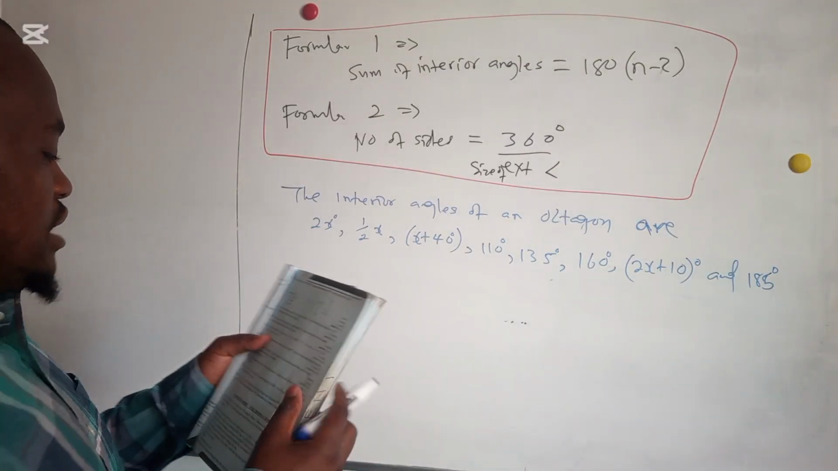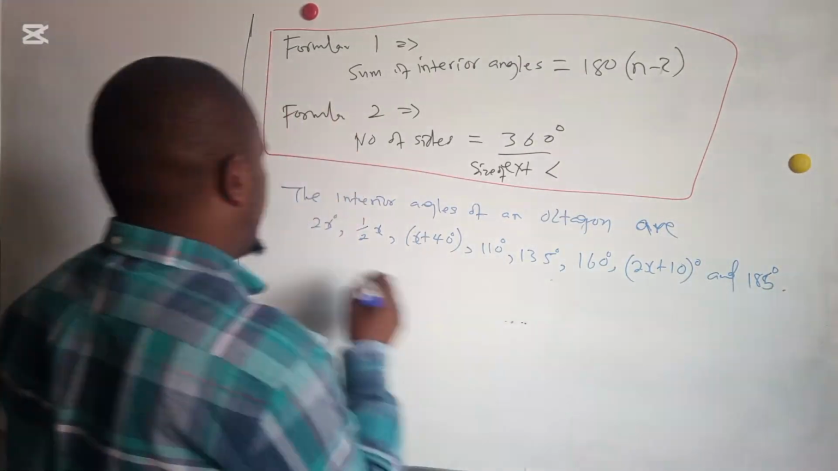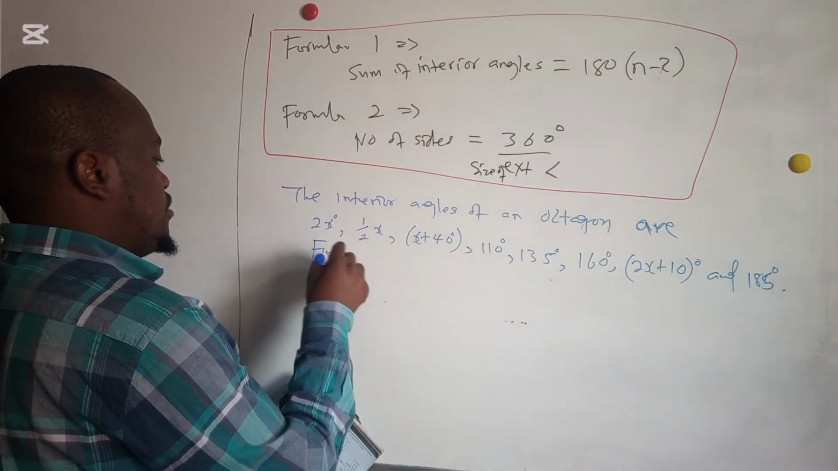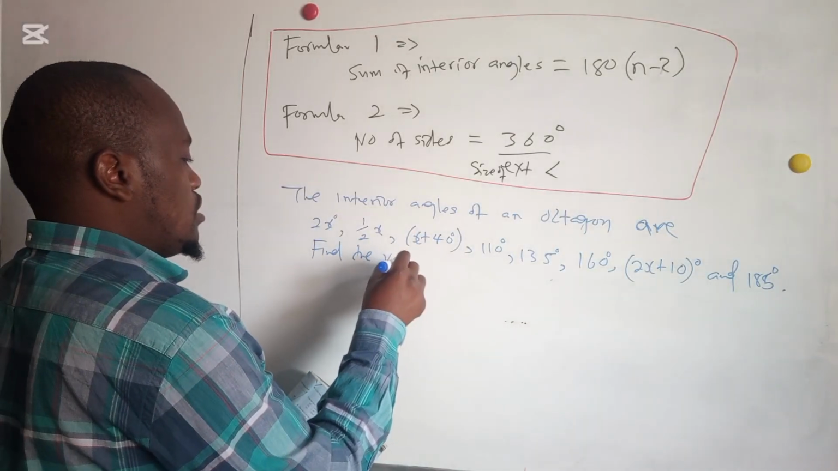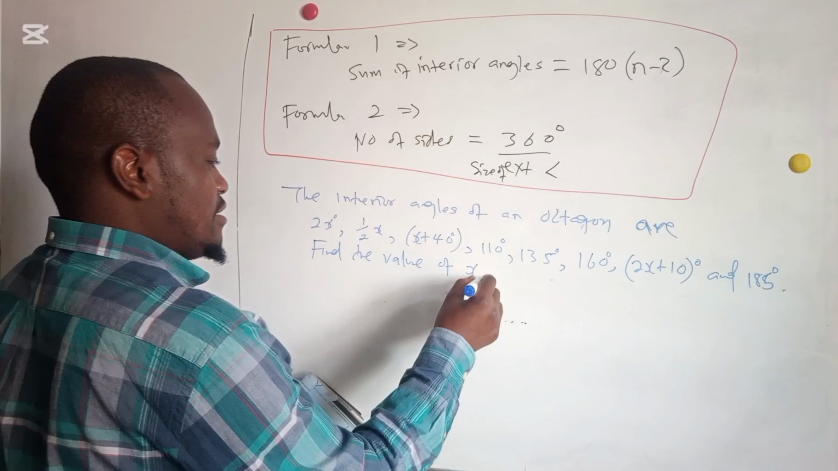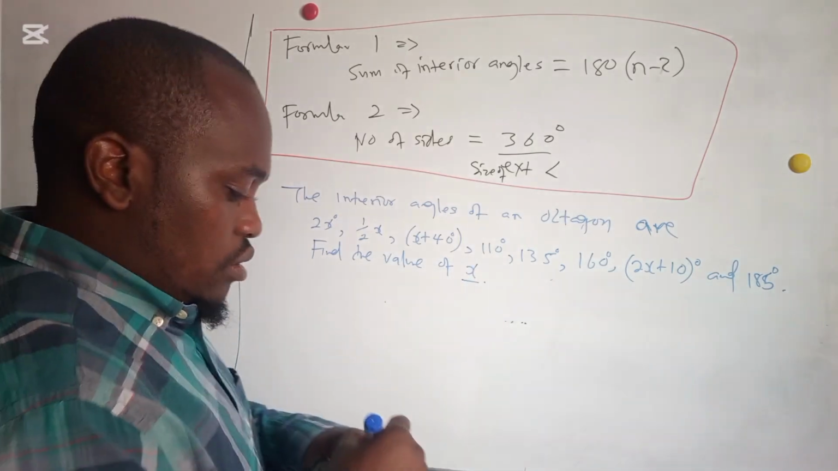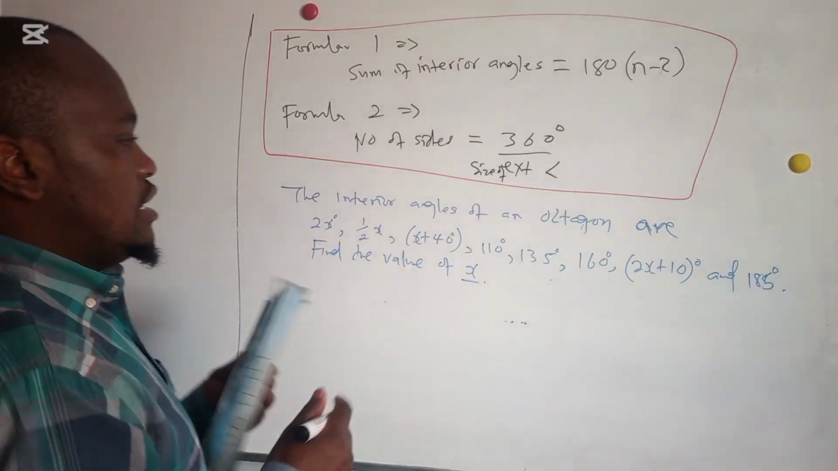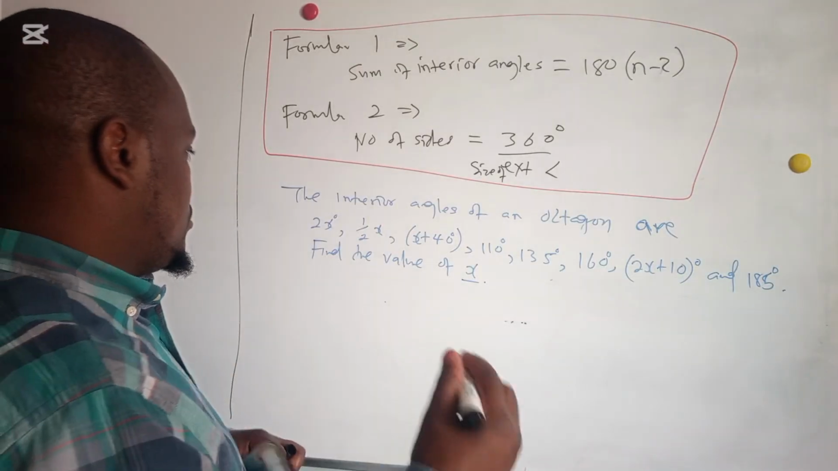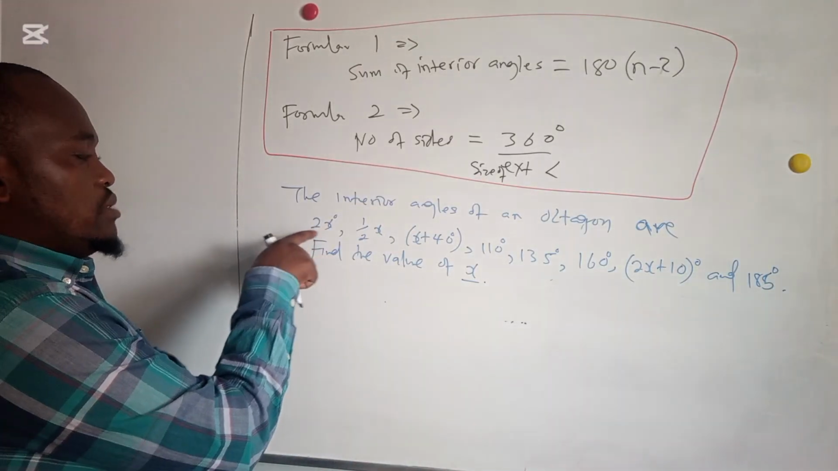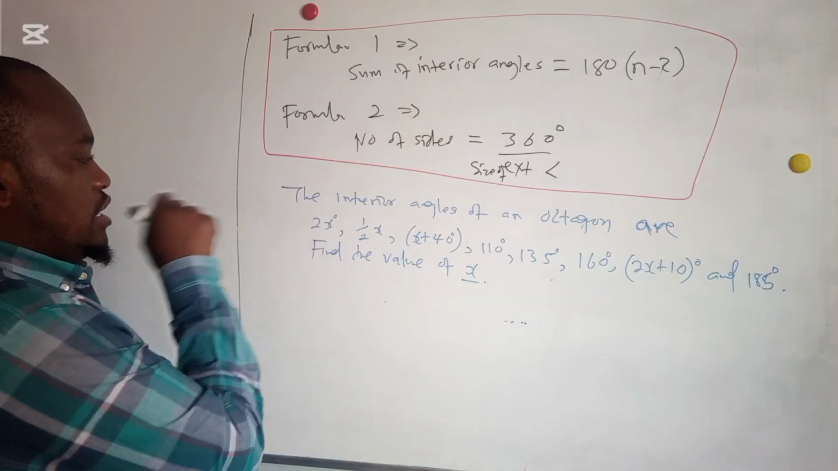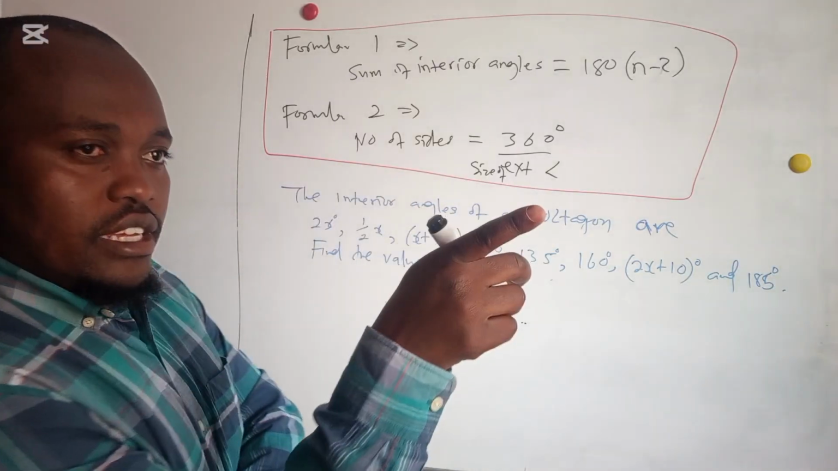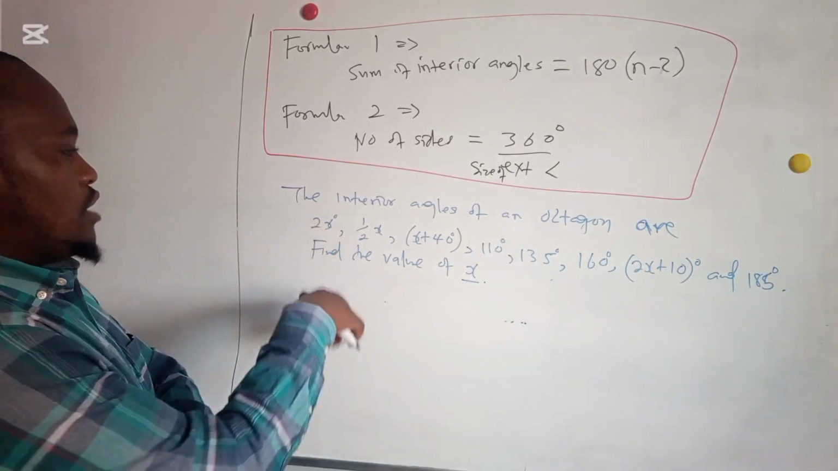Then you are asked, find the value of x. So what is x? X is an unknown value. 2x, x could be 10, maybe 2 times x is 20 degrees, the size of that angle.